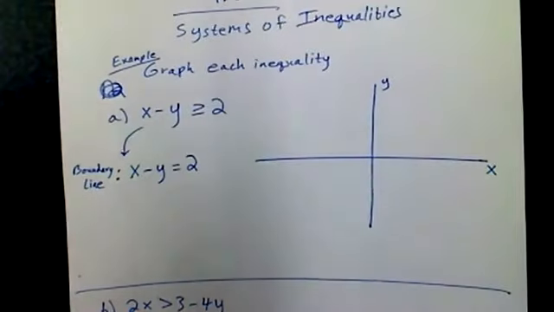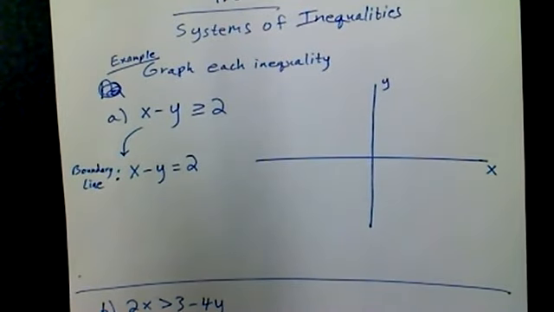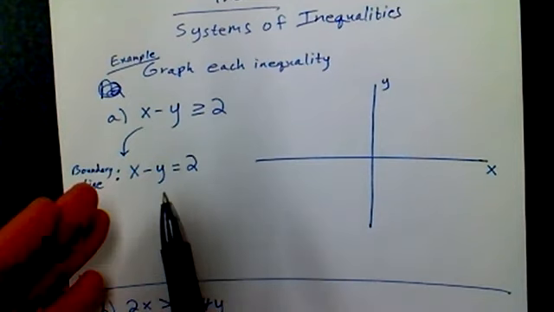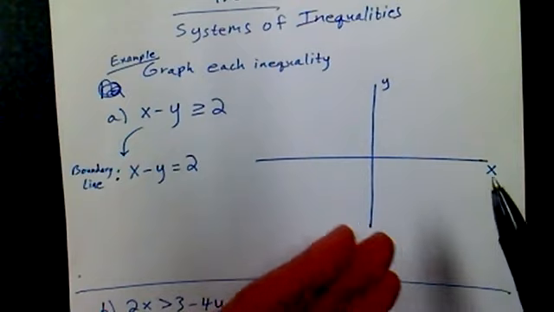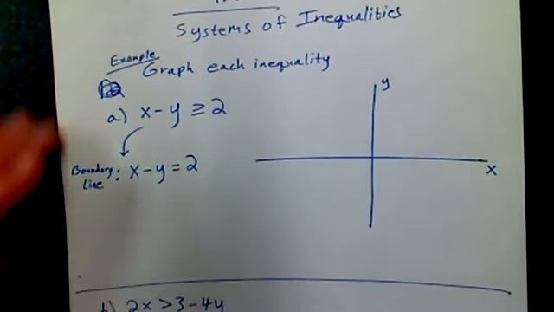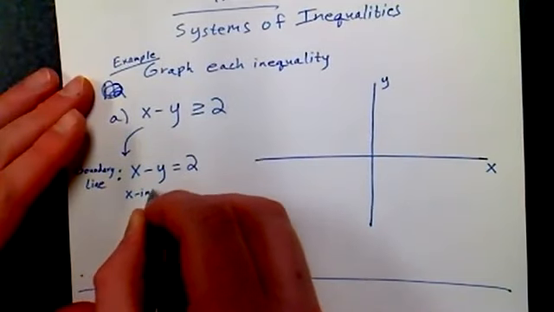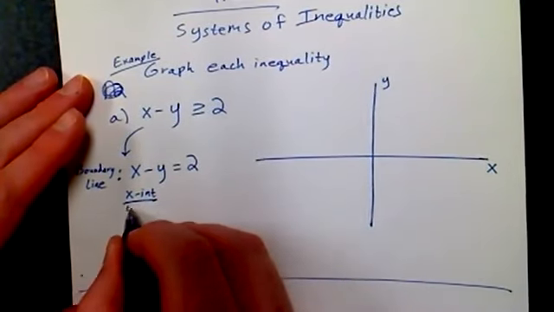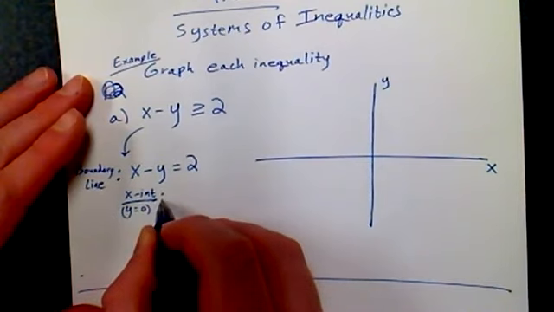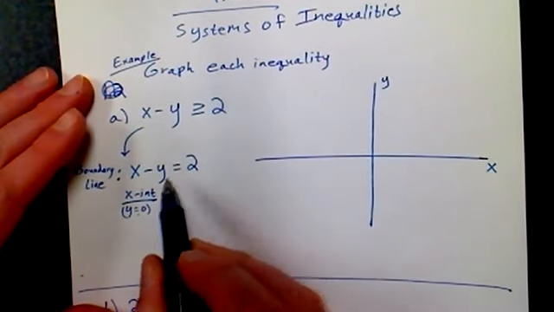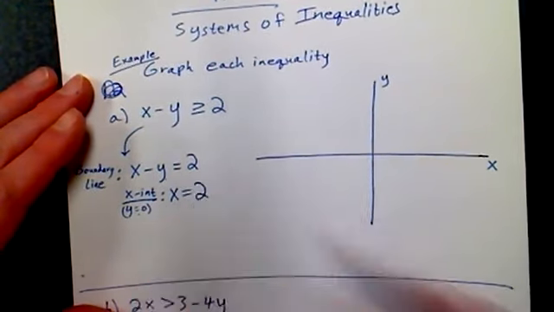Now this represents a line: x minus y equals 2. I'm going to find that line because it's going to be the boundary between my solutions and my non-solutions. To graph this, it's in a form where it's convenient to find intercepts. The x-intercept is at y equal to 0. If we plug in 0 for y, we just get x equal to 2.